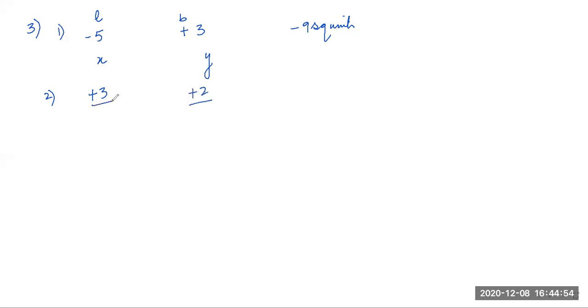So both are being increased. Obviously the area will increase. The area is being increased by 67 square units. So find the equations, right guys? So it's pretty simple. Let's change the color.